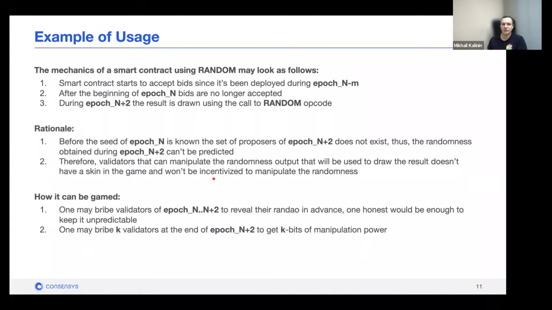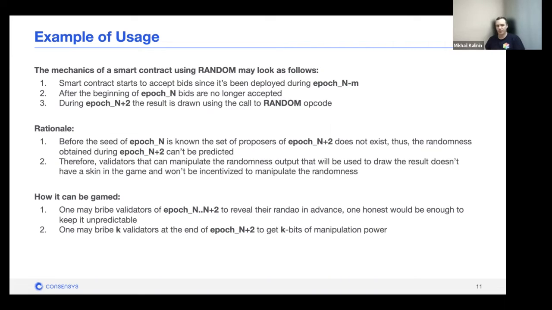And yes, let's just try to imagine how it can be gamed. One may bribe validators of a few epochs to get their RANDAO reveals in advance. This can give an understanding of what the proposer set will be, and by bribing all the validators from the proposer set, it's theoretically possible to get the exact RANDAO mix that will be used to draw the results of this application, of this lottery. And in all this sequence, one honest proposer who is not bribed will be enough to make this RANDAO mix that will be used in the future unpredictable.